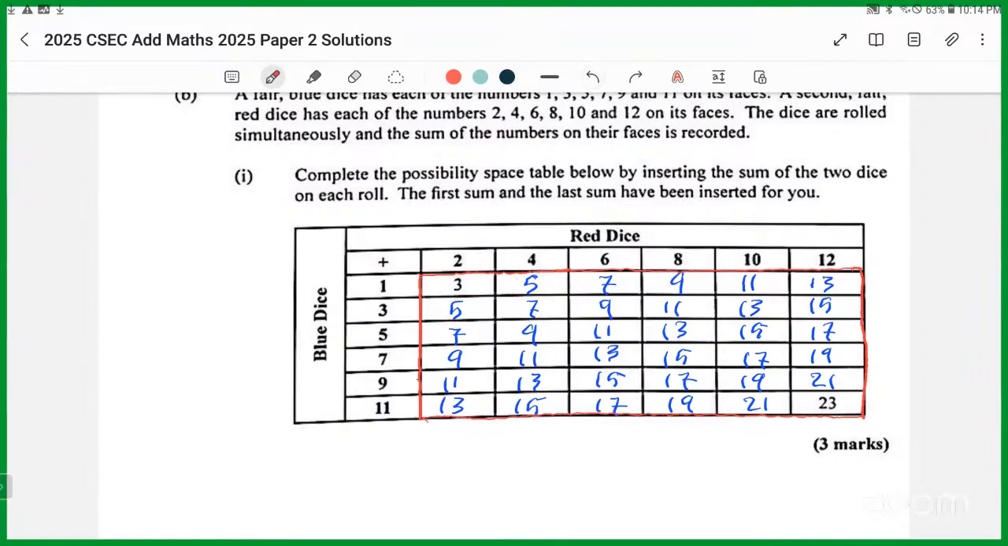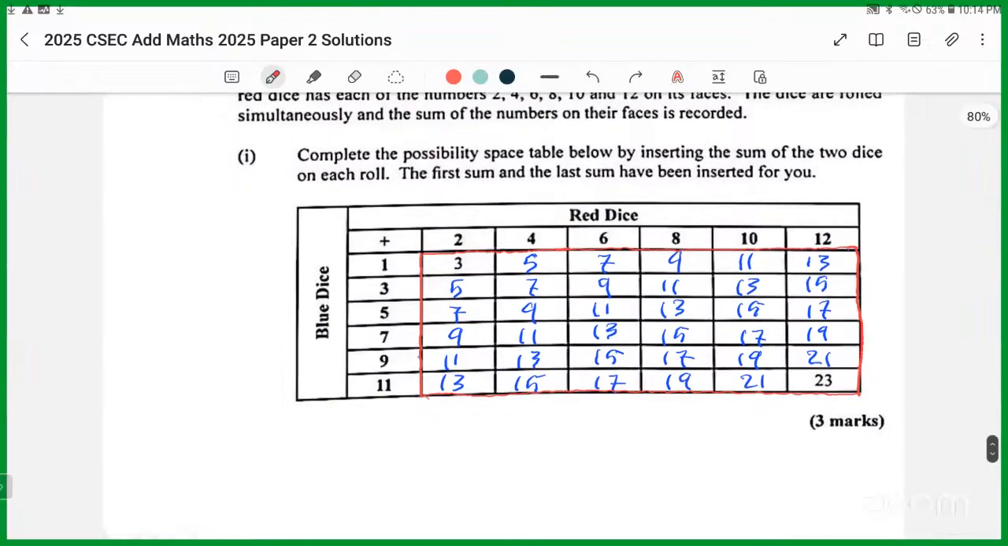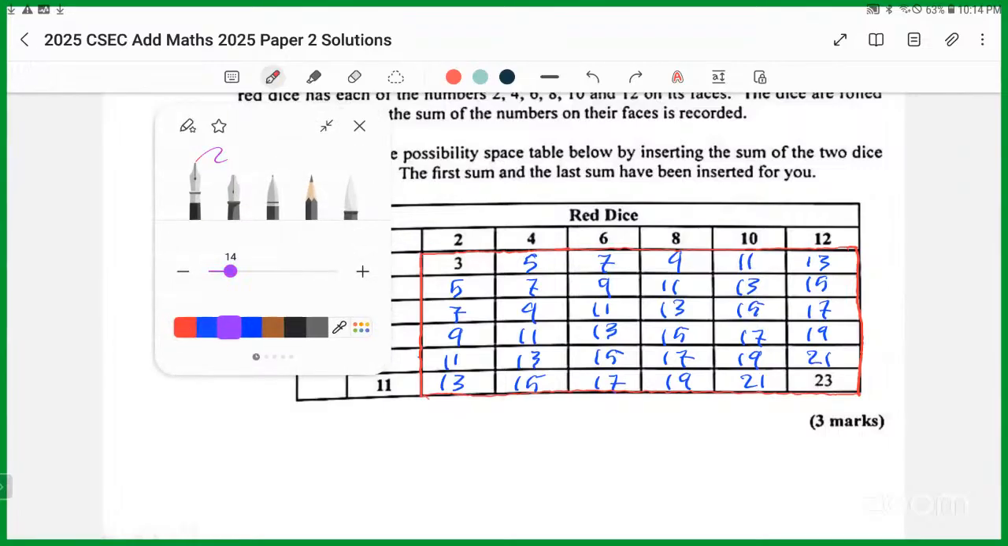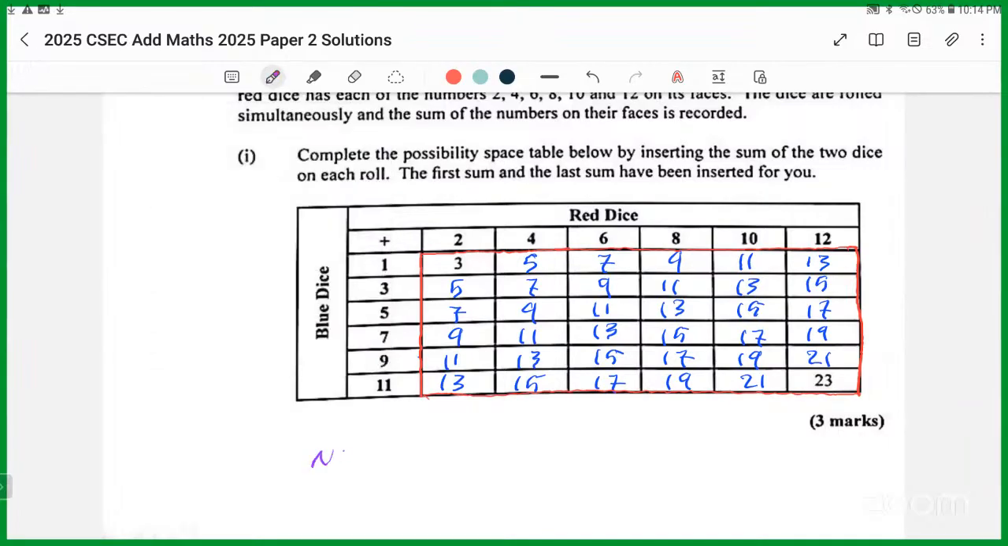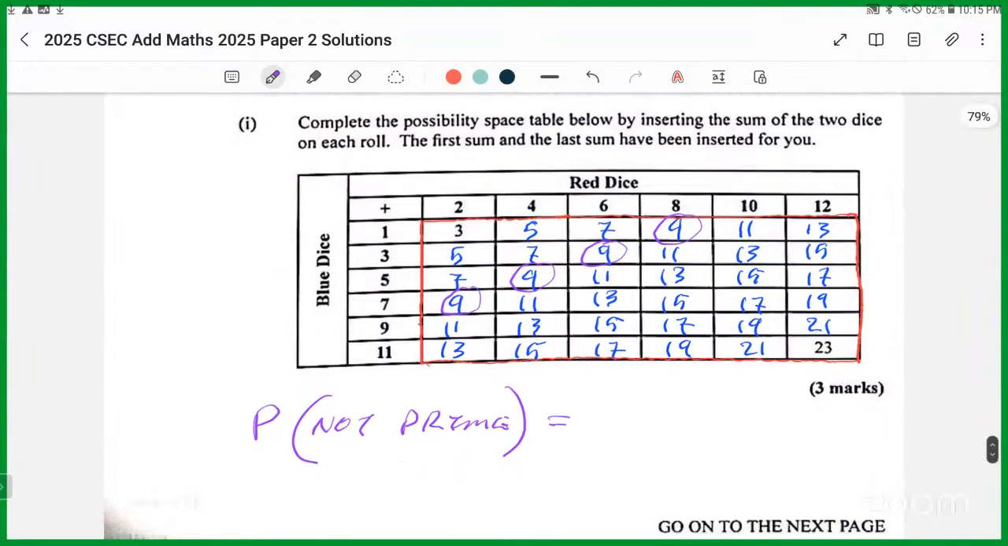So the probability of not prime. What are the not-prime numbers? These numbers are not prime, so let's circle them in purple. The probability of not prime equals: these are not prime, these are not prime, 9 is not prime, and then the next non-prime number is 15.